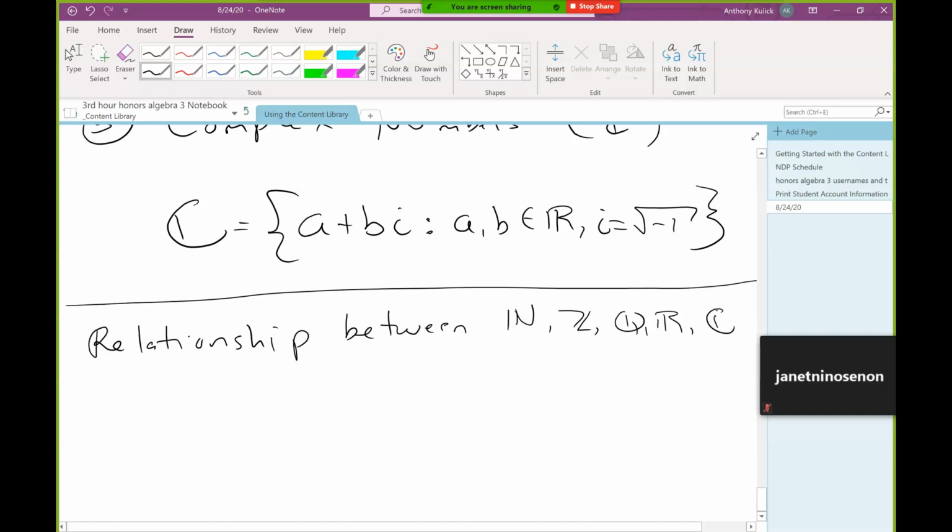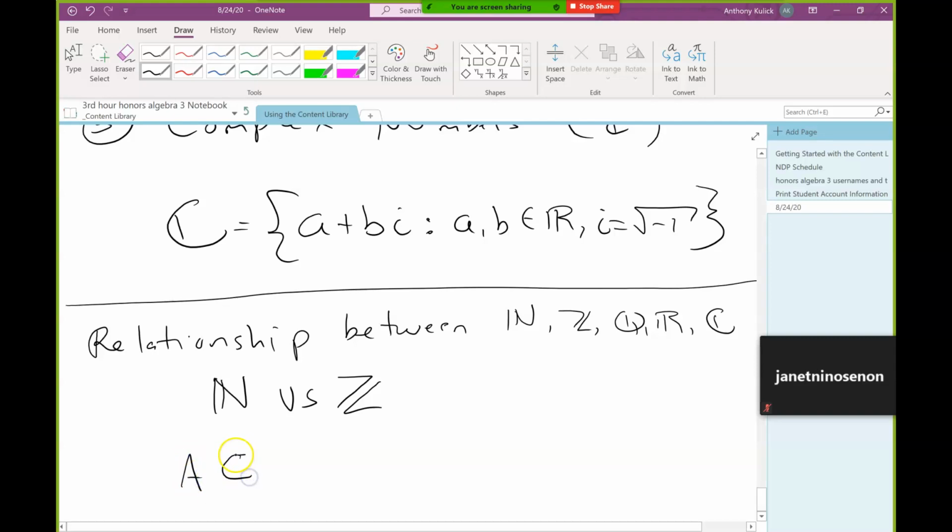So let's just talk a little bit about the relationship between these 5 sets. Let's start first with the natural numbers and the integers. When I look at the set of natural numbers, I have the numbers 0, 1, 2, 3, etc. And if I look at the integers, what do you notice? I also have the numbers 0, 1, 2, 3, etc. You see that everything in the natural numbers is also in the integers? We have a definition for that.